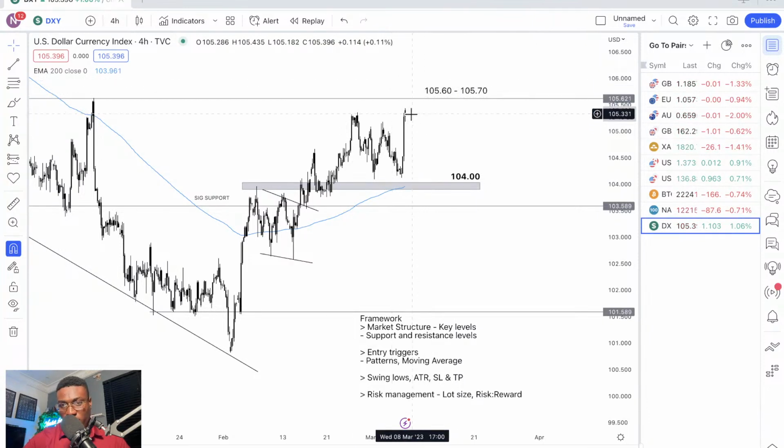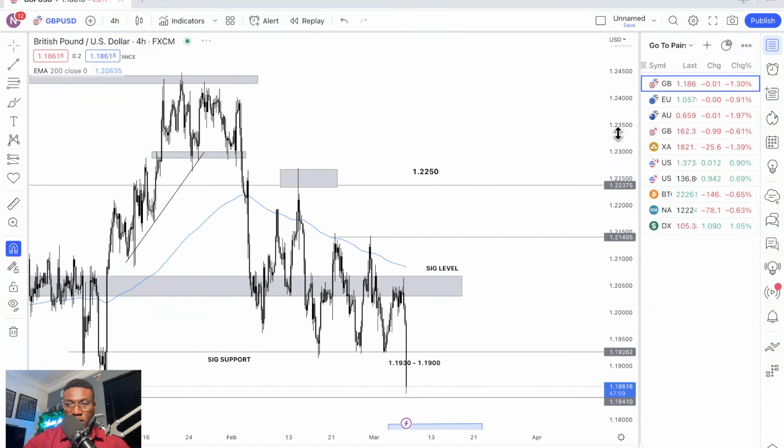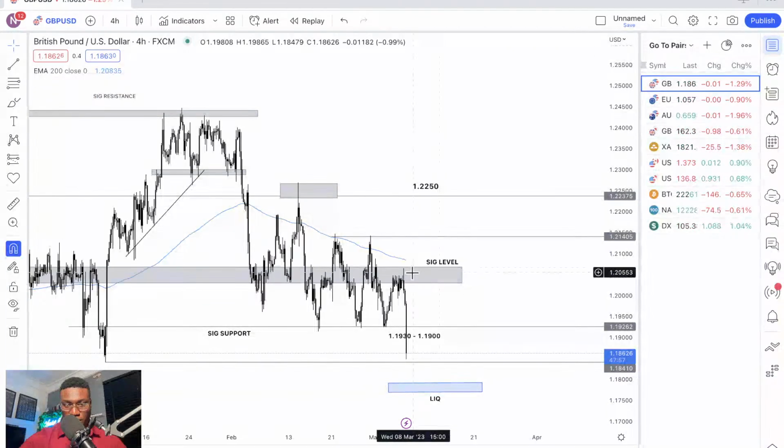So this level is still in sight, but keep in mind that as long as we're trading above this 200 period moving average and above the 104 key level, we're still bullish on the dollar, and we can use that to aid our analysis across other currencies that are paired with the US dollar. So I'm going to first look at the pound dollar, GBPUSD.